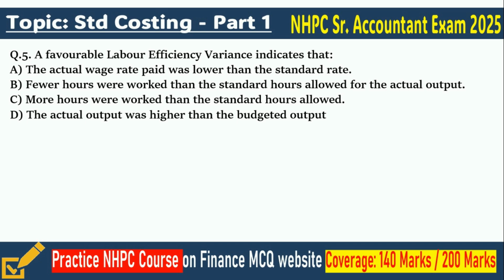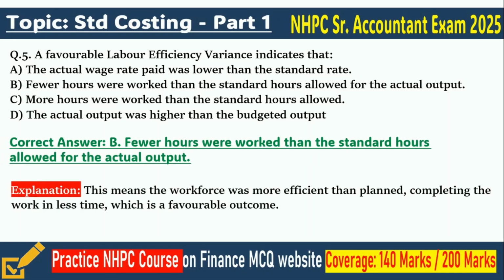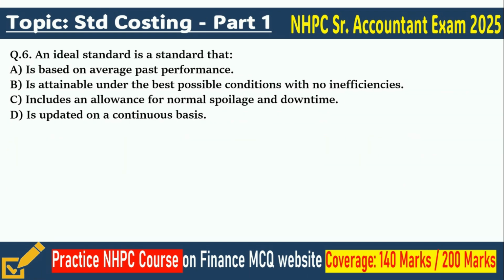So friends, here remember that we are discussing labor efficiency variance. So the correct answer will be option B, fewer hours were worked than the standard hours allowed for the actual output. So this means the workforce was more efficient than planned, completing the work in less time, which is a favorable outcome.